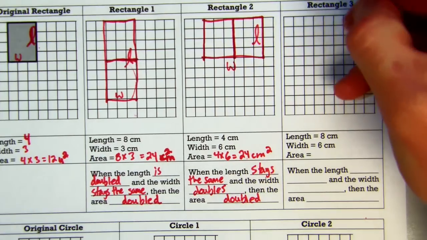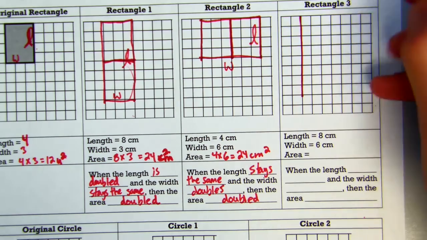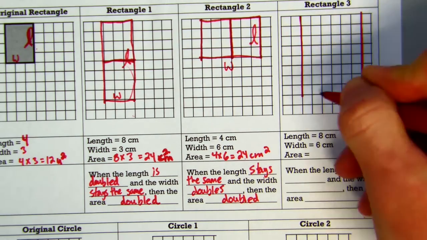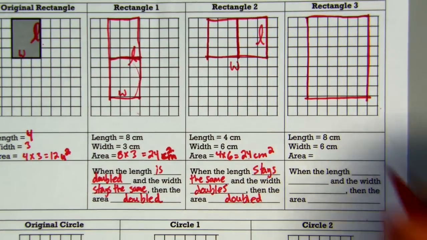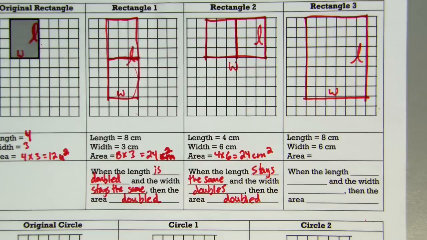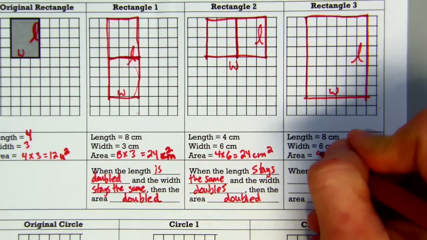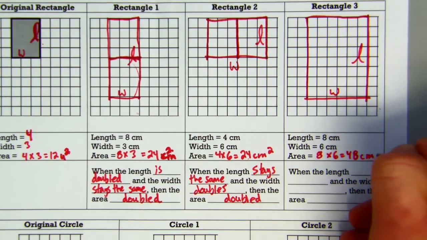Alright, so let's go ahead and draw our shape as well. We have a length of 8, and we have a width of 6 as well. So now I have my new rectangle here. There's the width, there's the length. Now I do 8 times 6 here, equals 48 centimeters squared.